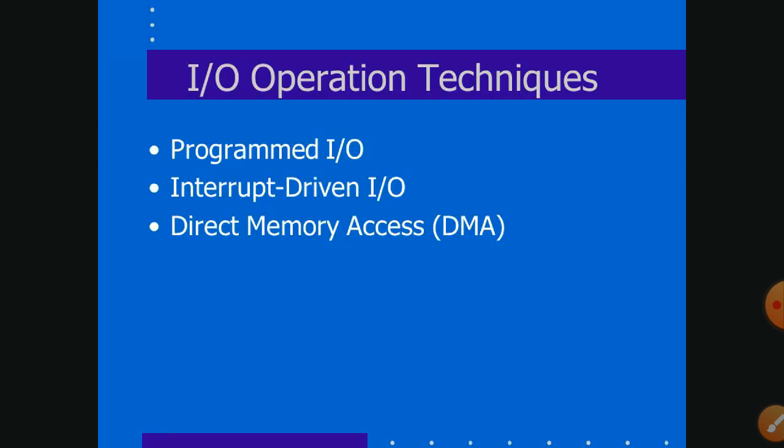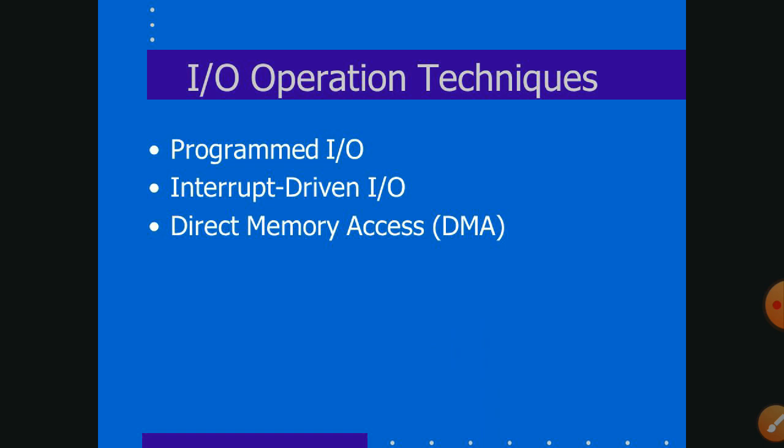See, this slide shows some of the IO operation techniques. If you want to understand direct memory access, you need to understand its prerequisites also. That is why we discuss the IO operation techniques. What are the IO operation techniques? They are nothing but how an input device or an output device can send its data to the memory device or to the processor.